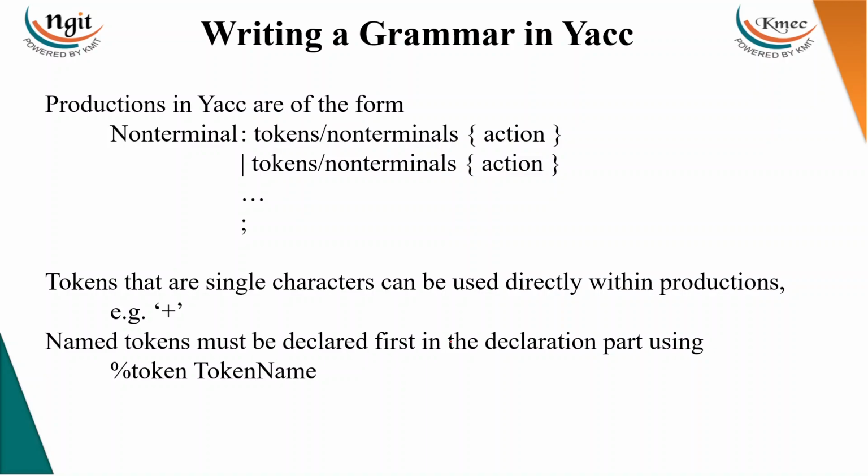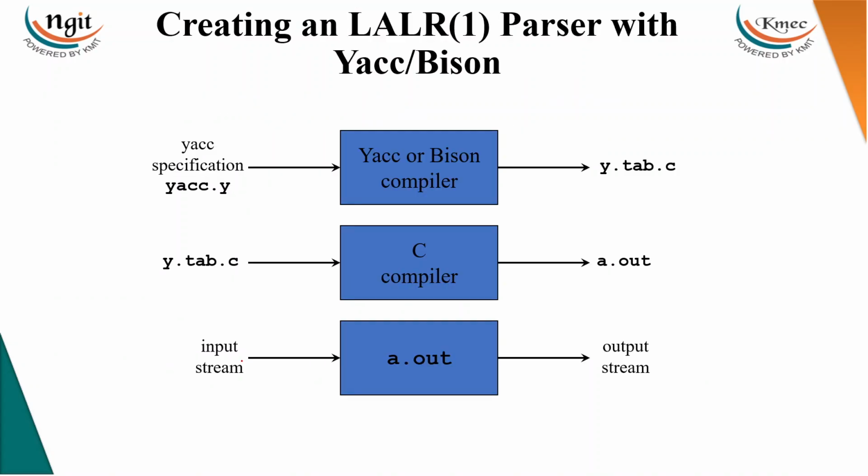Let me go through the productions. You have a non-terminal, the tokens involved, the other non-terminals it calls, and the action we have to take. Here, tokens are single characters like plus, which will be given a token name. So you write percentage token, then the token name, and when it is detected, what you are supposed to do, you specify in this.